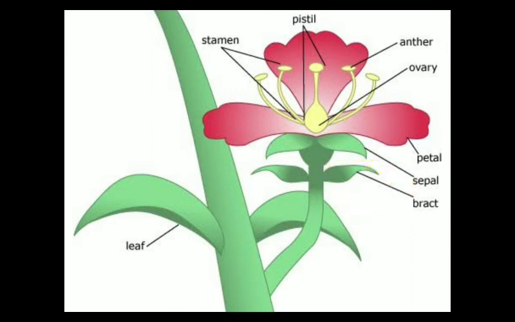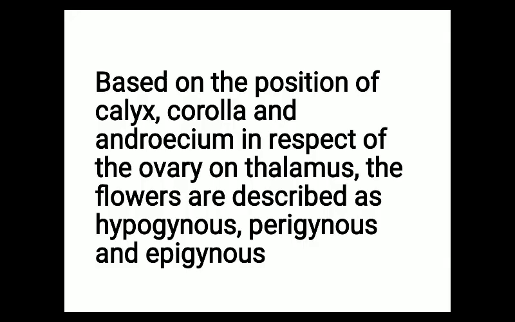So if this bract remains present, then such a type of flower is known as a bracteate flower, and if this bract remains absent, then such a type of flower is known as an ebracteate flower. Now another method by which we can categorize flowers into different categories is based on the position of calyx, corolla and androecium in respect to the ovary.